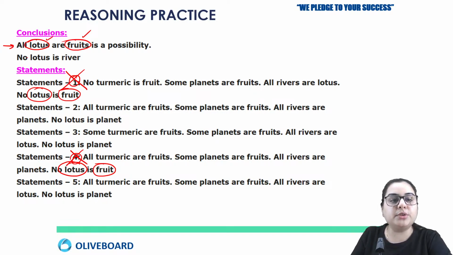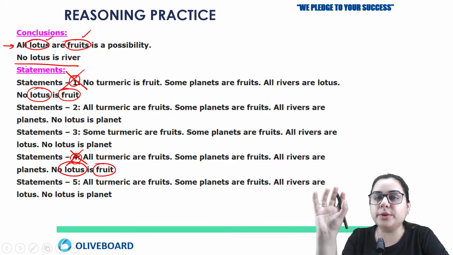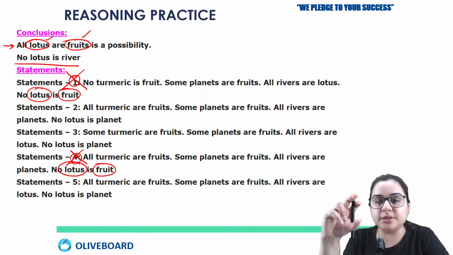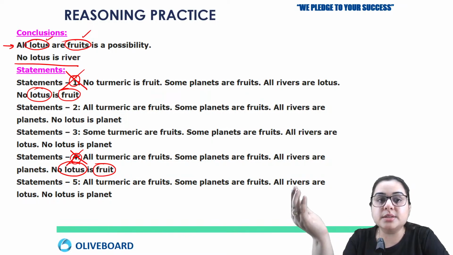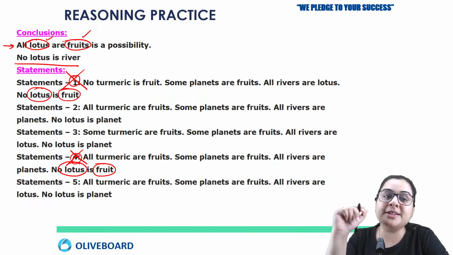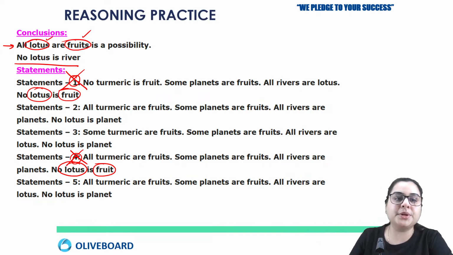So next is about "no lotus is river." Now again we are doing the same thing. If you remember the starting of the session, I was saying from a positive statement, a negative conclusion will be wrong. So from a negative conclusion, a positive statement will be wrong. Okay, here we have "no lotus is river."